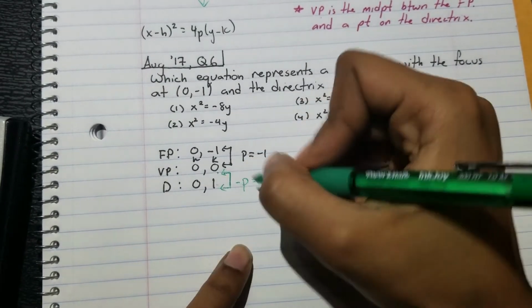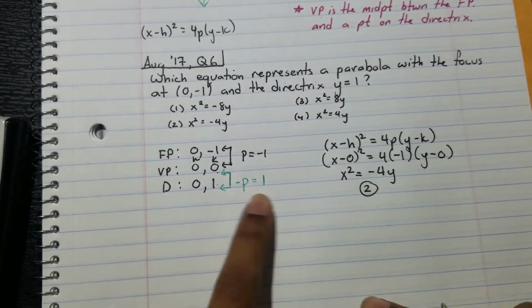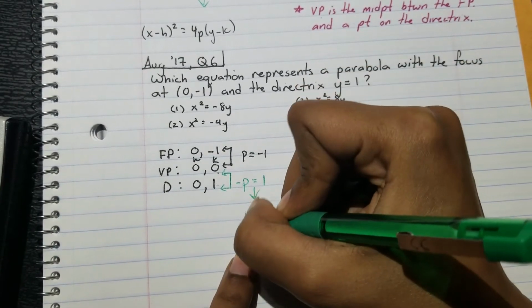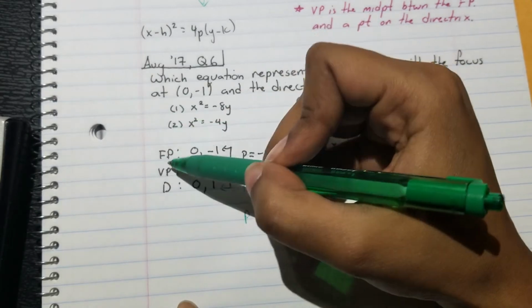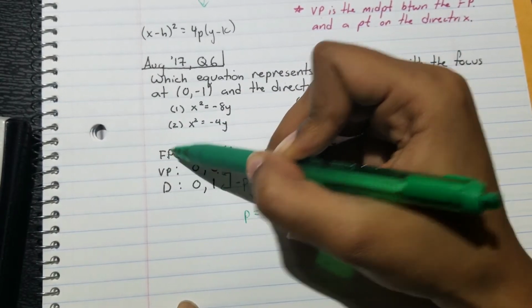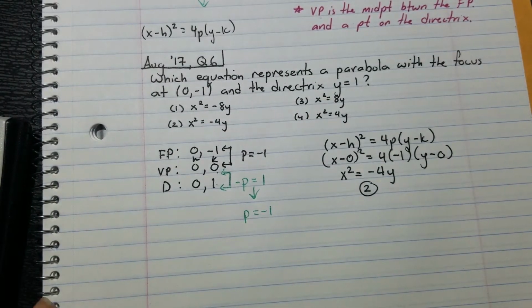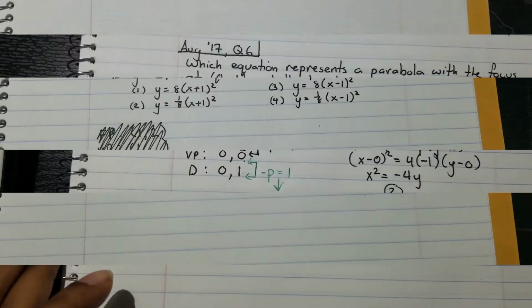So from 0 to 1, it's 1. So you have -p equals 1. If you rearrange that equation, that's going to be p equals -1, which is exactly what we got here. So it's best to just focus on the distance between the vertex point and the focus point. You'll always get the positive p value, whether it is actually negative or not.